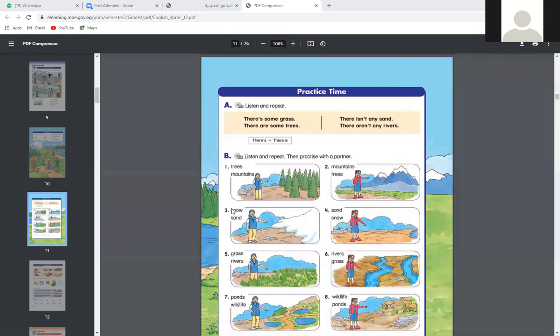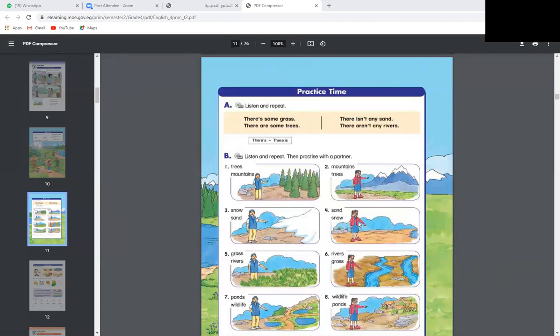Number three, there is or are snow. Can I count the snow? Can I count them? No, I cannot count the snow. So I say there is some snow. There isn't any sand. I cannot also count the sand, okay? There isn't any sand, okay?